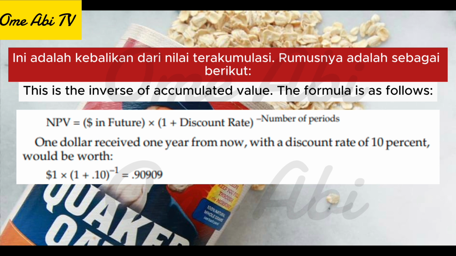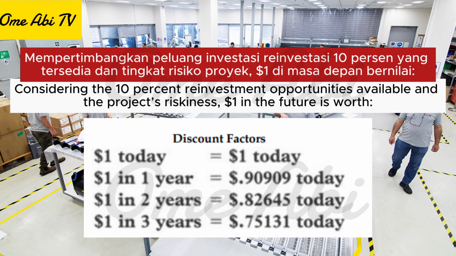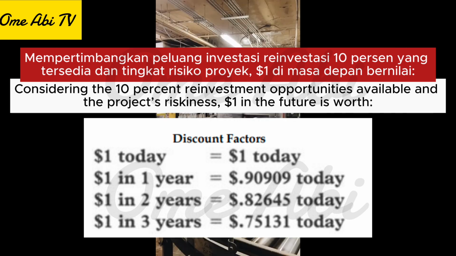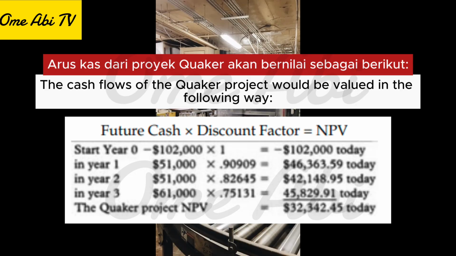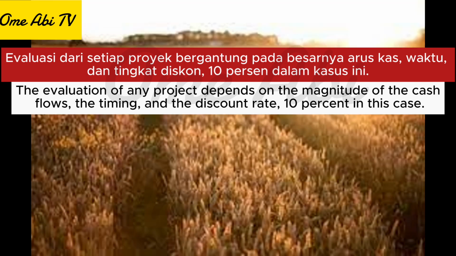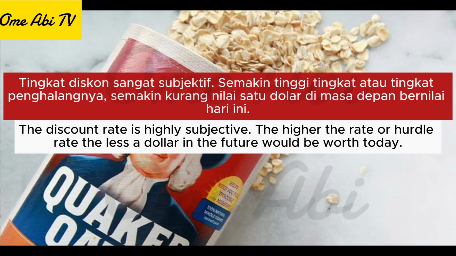This is the inverse of accumulated value. The formula is as follows. Considering the 10% reinvestment opportunities available and the project's riskiness, $1 in the future is worth the following. The cash flows of the Quaker project would be valued in the following way. The evaluation of any project depends on the magnitude of the cash flows, the timing, and the discount rate, 10% in this case. The discount rate is highly subjective.